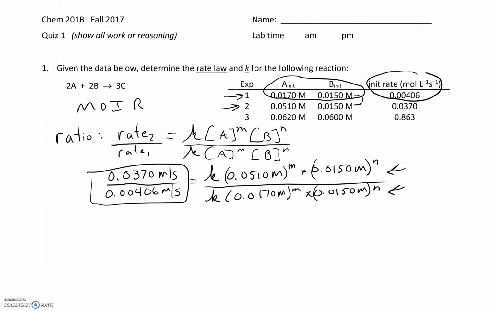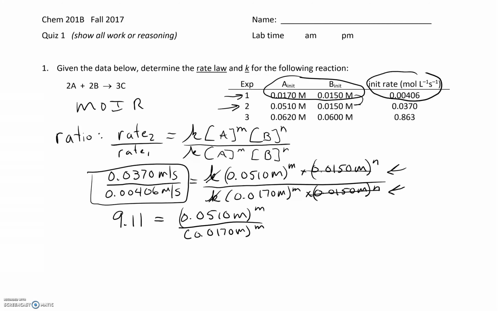I can simplify both sides of the equation, so we end up with 9.11 is equal to, where the rate constants reduce to 1 and cancel out, the concentration of B in experiment 2 and experiment 1 are the same to some unknown power. That reduces to 1 and cancels out. So we end up with 9.11 equals 0.0510 molar to the M divided by 0.0170 molar also to the M.